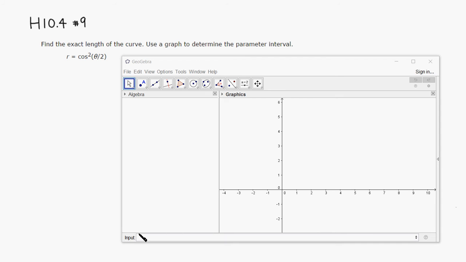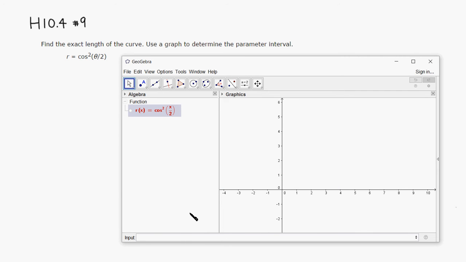First I'm going to define our function. I'm going to call it r of x is equal to cosine squared of x over 2, then hit enter. So we have r of x defined, and I'm going to click on this circle so that we don't have to see it.